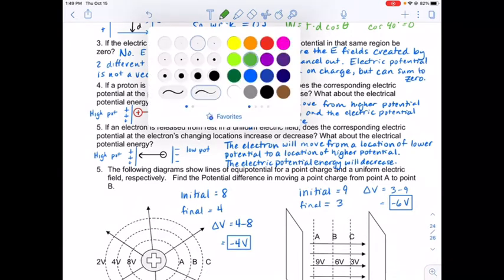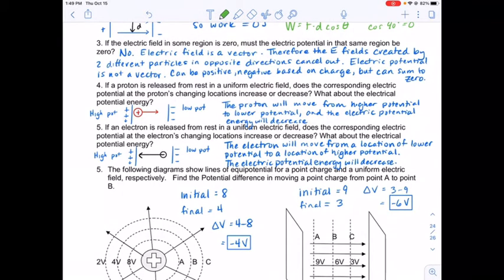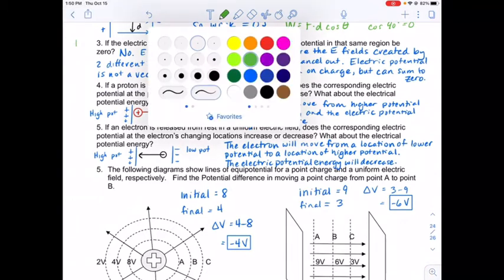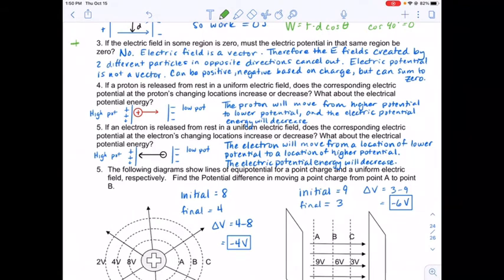So an example, a counterexample to number 3 is if I draw, oh, my iPad's freaking out. If I have two charged, oh, pardon me for a moment, my iPad's freaking out. All right, let's try this again.